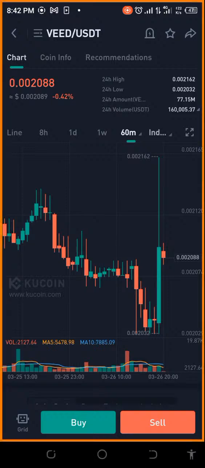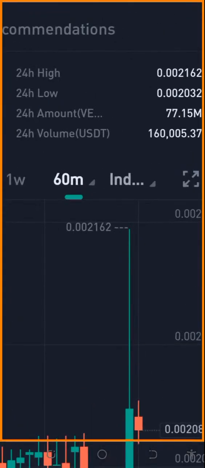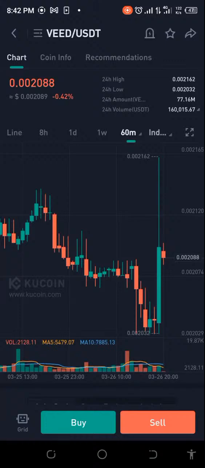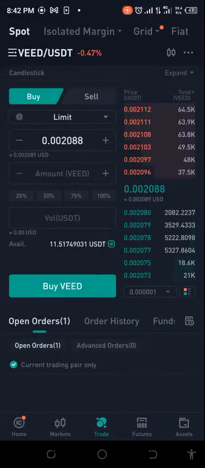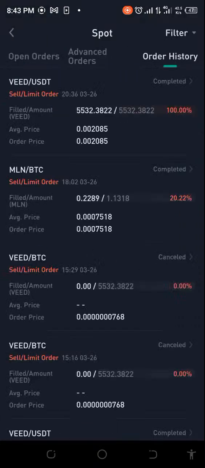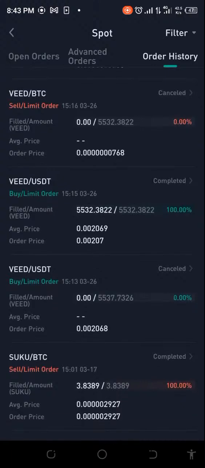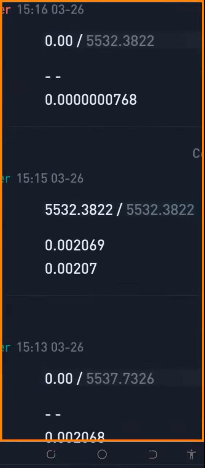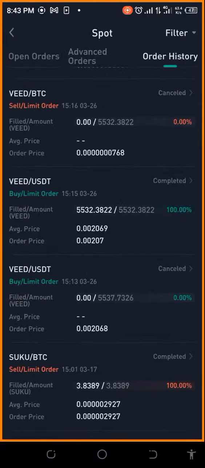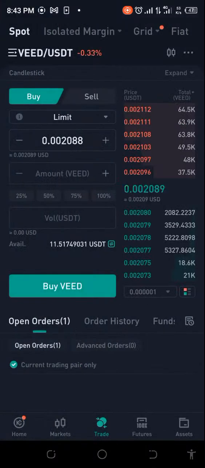In fact, let me check what this could have been. This is 21.60. So I'm just imagining, right? If I had put this, what would I have made? I can't even remember, I'll just go check. Let's check the trade order and see how many we bought. Okay, we bought 5532. So let's go check this. Let's go and check what we could have made.